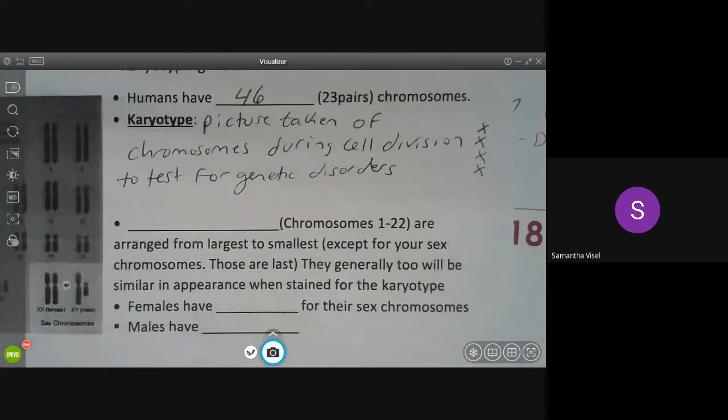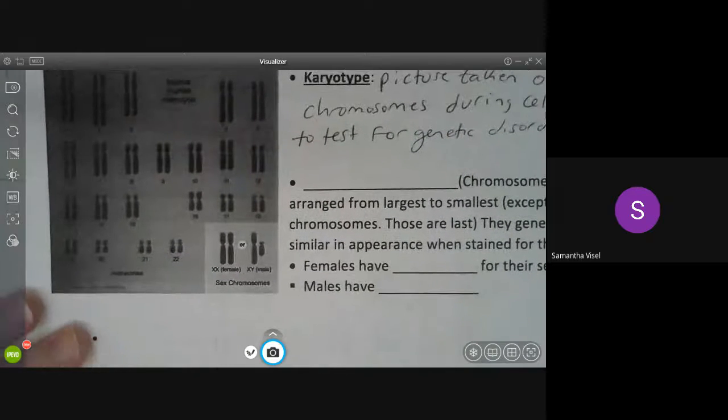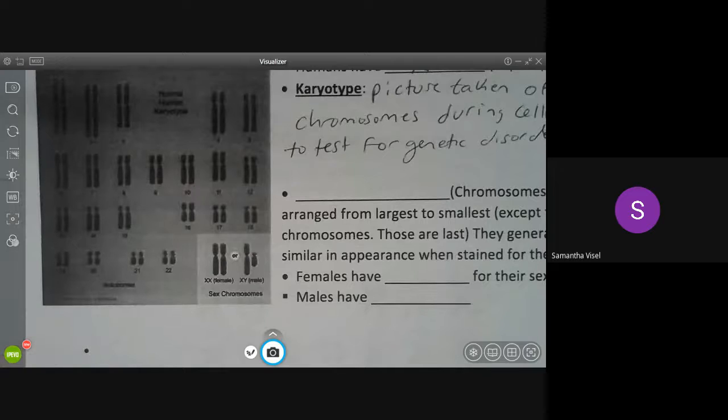So that picture is taken, and then there's kind of a cutting and pasting that goes on with the pictures. Whoever is analyzing and creating the karyotype organizes it in a particular way to make it easier to identify any abnormalities, so anything that could possibly be wrong with the karyotype.